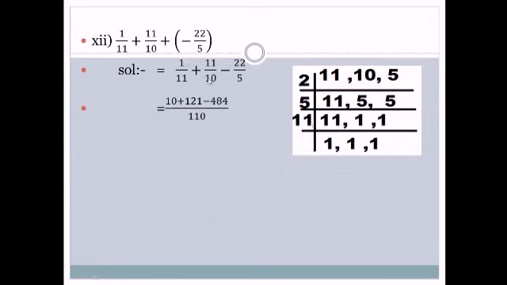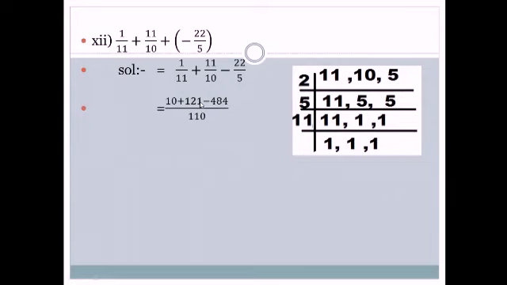And then the next fraction denominator is 10. It's divided into the LCM 110. So 10 11s are 110. You can check it in your rough work. 10 11s are 110, so the answer is 11. This answer 11 multiplies with the numerator, 11 11s are 121.